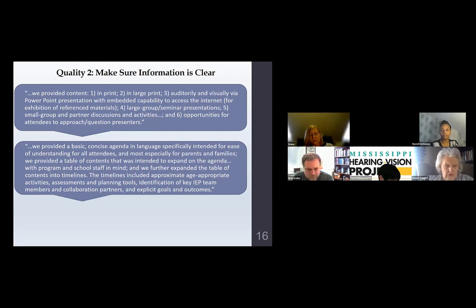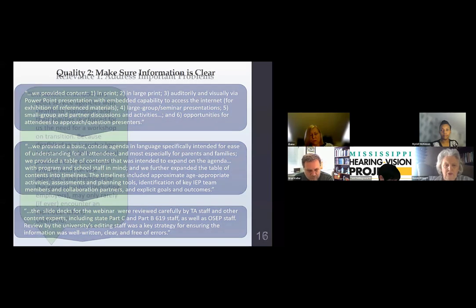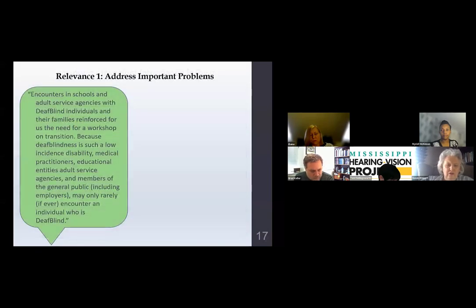Okay. So the next slide addresses relevance, which, as you know, and they're going to ask, does the service that you're describing address important problems? So the first relevance measure asks the grantee to show that the content of their service does address an important problem or critical issue.